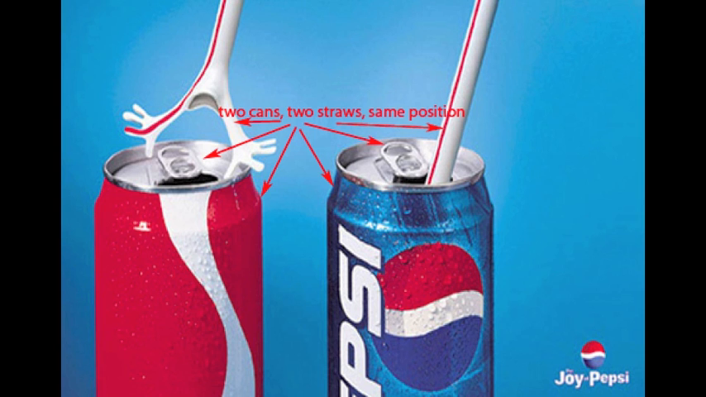Because this ad is similar to other ads, it shows the audience the seriousness of the matter. The Pepsi ad uses repetition to repeat the cans. Both cans are the same size, and both the cans and the straws are positioned the same way. This makes it seem as though the two beverages are the same, but Pepsi is slightly better.